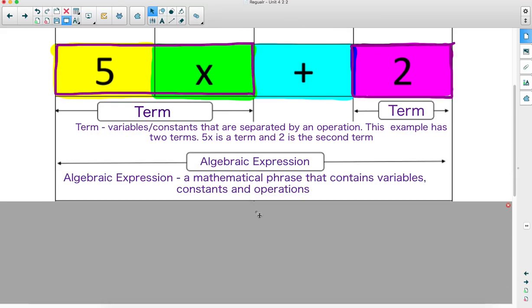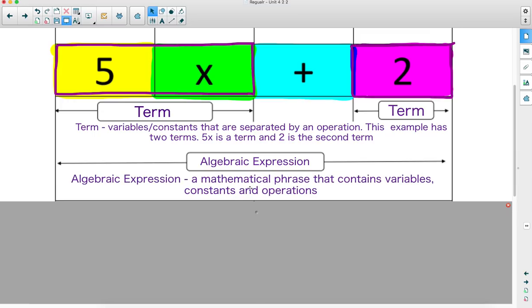The next vocabulary word is algebraic expression. So this whole thing, 5x plus 2, is an algebraic expression. This is a mathematical phrase that contains variables, constants, and operations. So basically, it's the whole kit and caboodle, okay? It's everything that is written here. So 5x plus 2 is the algebraic expression.